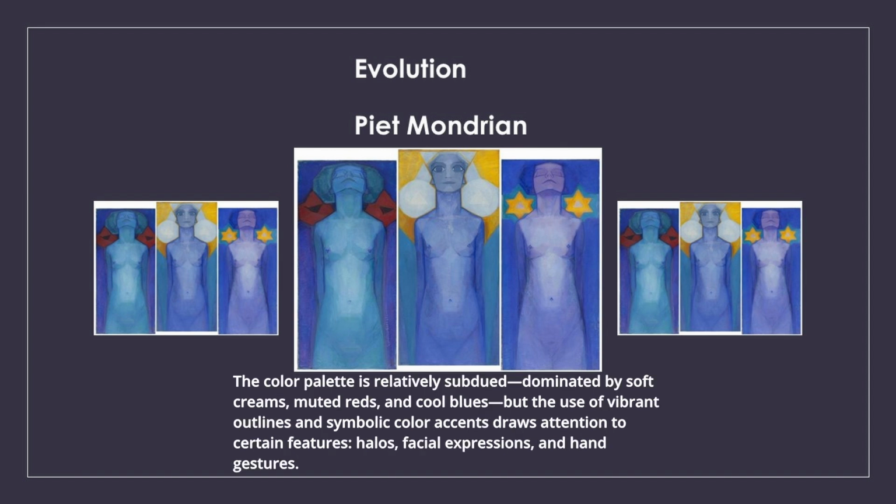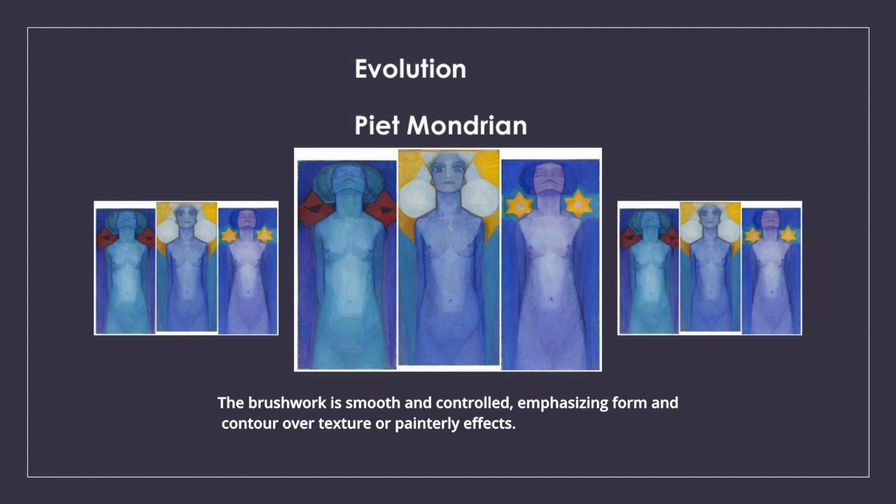The color palette is relatively subdued, dominated by soft creams, muted reds, and cool blues, but the use of vibrant outlines and symbolic color accents draws attention to certain features: halos, facial expressions, and hand gestures. The brushwork is smooth and controlled, emphasizing form and contour over texture or painterly effects.